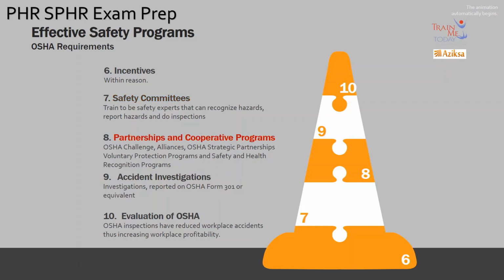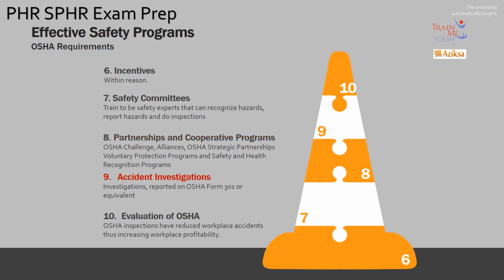OSHA has established 5 programs to work with companies in reducing accidents, illnesses, and injuries. These voluntary programs include the OSHA Challenge, Alliances, OSHA Strategic Partnerships, Voluntary Protection Programs, and Safety and Health Recognition Programs.